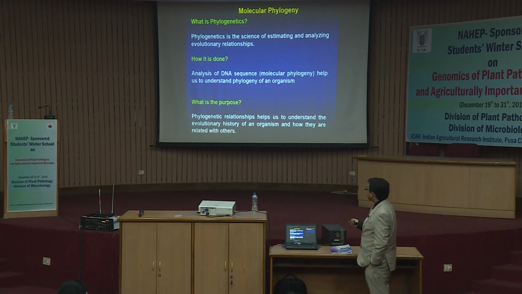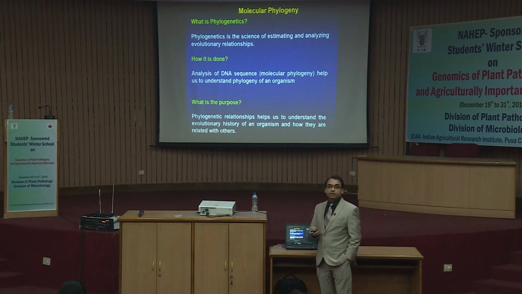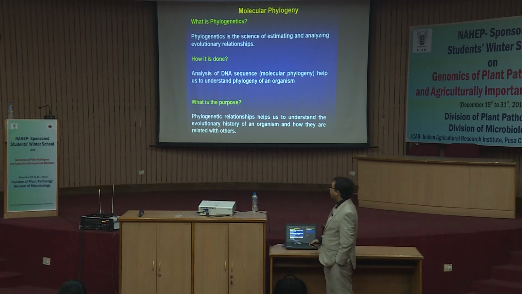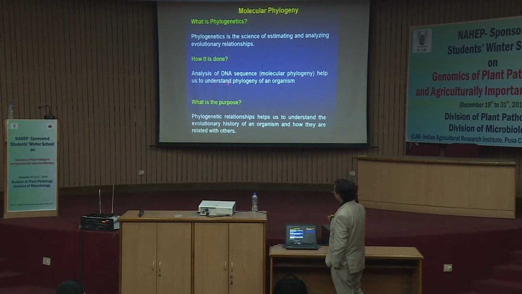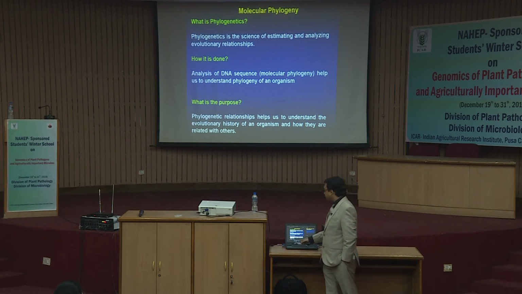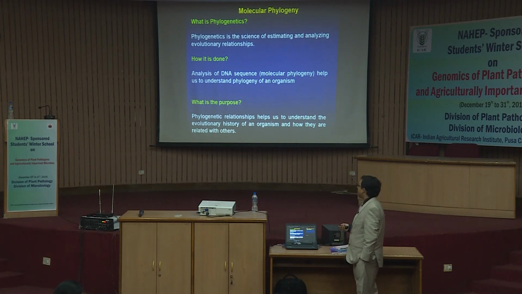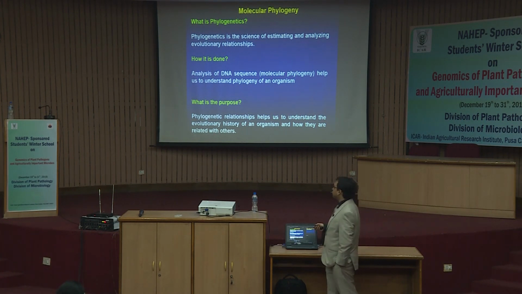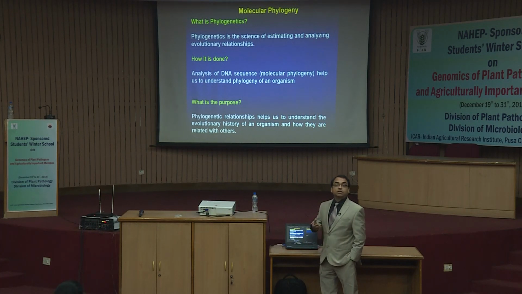So, what is phylogenetics? Phylogenetics is the science of establishing and analyzing the evolutionary relationship among different organisms. How is it done? Analysis of the DNA sequence helps us understand the phylogeny of the organism. So, using the DNA sequence we can understand the phylogeny. And what is the purpose? The phylogenetic relationship helps us understand the evolutionary history of an organism and how they are related to each other. That is why we need molecular phylogeny, to understand the variability, the evolution, and the relationship.